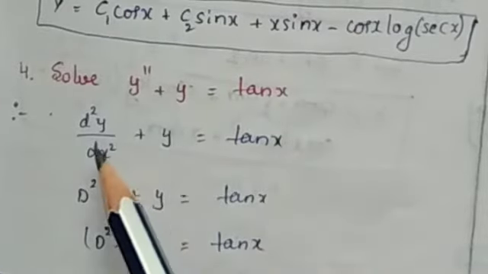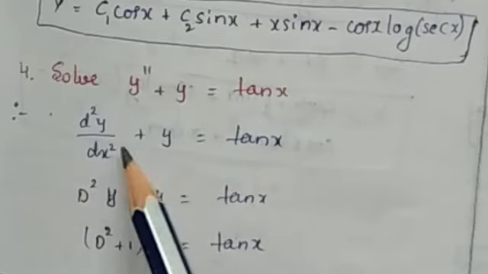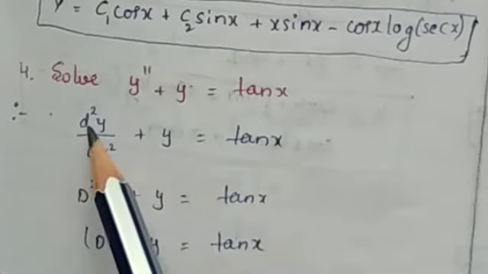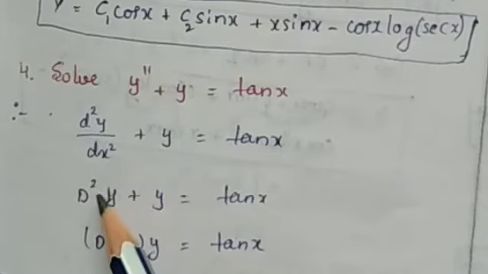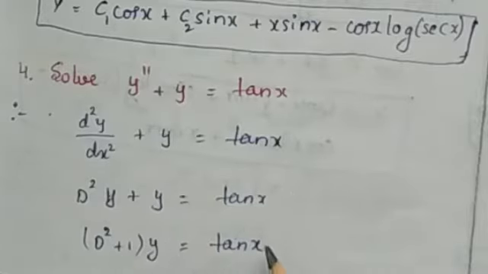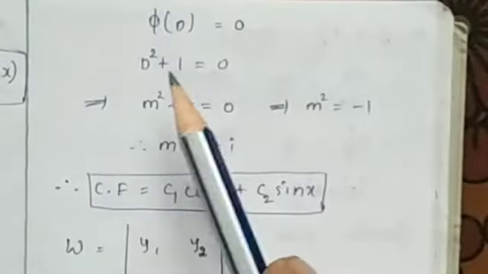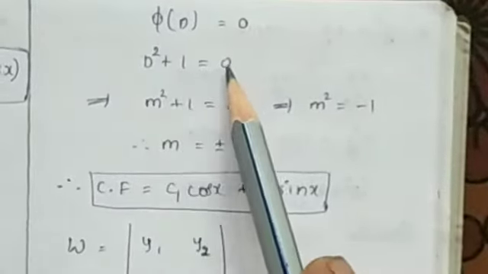y double dash is d square y by dx square, plus y, equal to tan x. Substitute d by dx as capital D. You get D square y plus y equal to tan x. Take y as common factor. You get D square plus 1 into y equal to tan x. Let us consider phi of D equal to 0. Phi of D is D square plus 1 equal to 0.